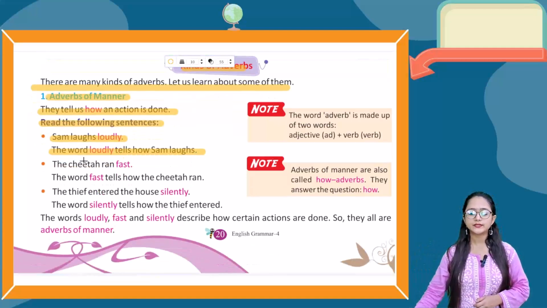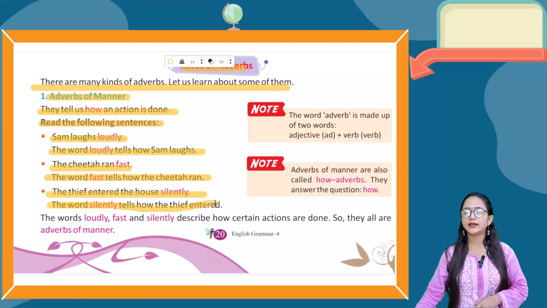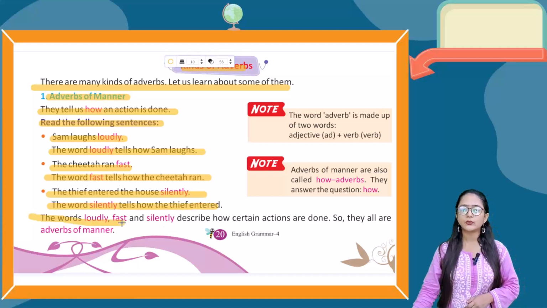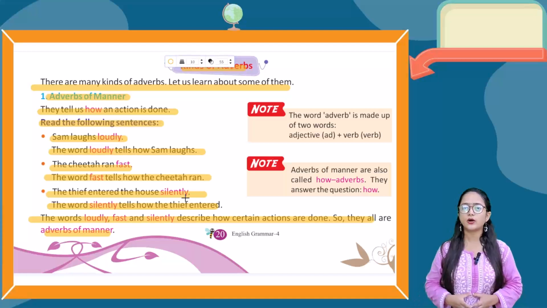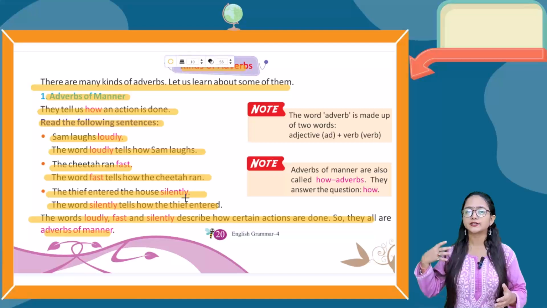Next one, the cheetah ran fast. The word fast tells how the cheetah ran. Next one, the thief entered the house silently. The word silently tells how the thief entered. The words loudly, fast and silently describe how certain actions are done, so they are all adverbs of manner, because they tell you how the action is done.